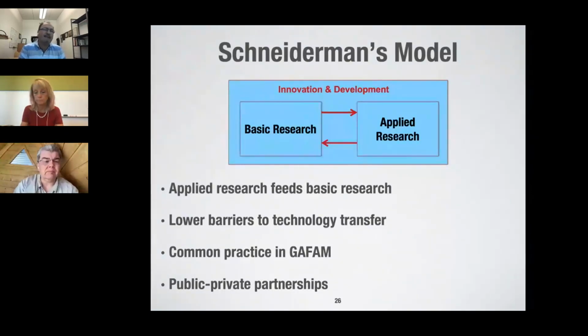Basically, the idea is that applied research feeds basic research. It lowers the barriers of technology transfer. And though that model is actually quite common in big companies like probably Google and other GAFAM, many companies cannot afford to have such a top-notch software research department or quasi-universities, especially those whose core business is not software engineering, such as automotive or aerospace companies. And this is where public-private partnerships can then play an important role in such cases.